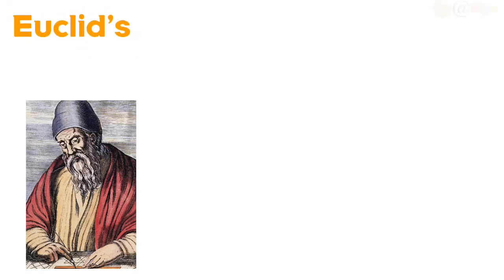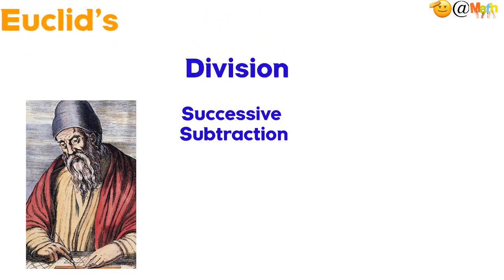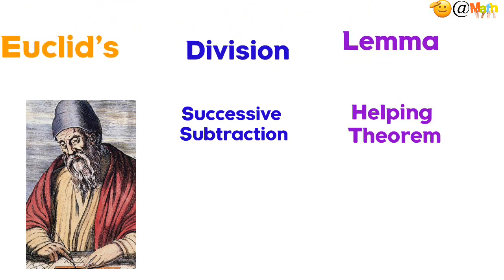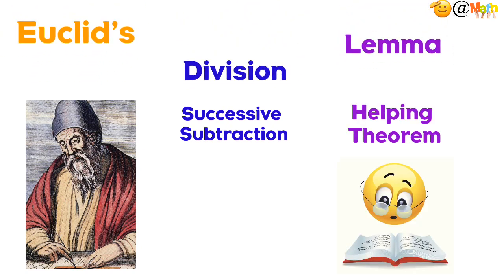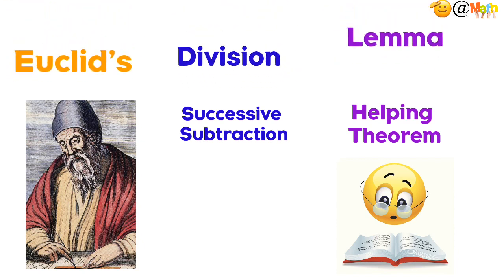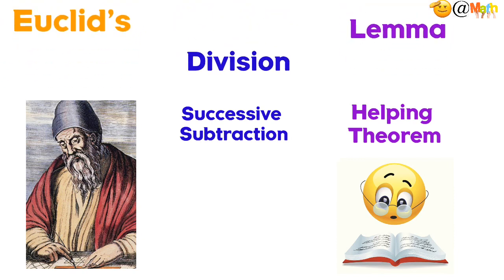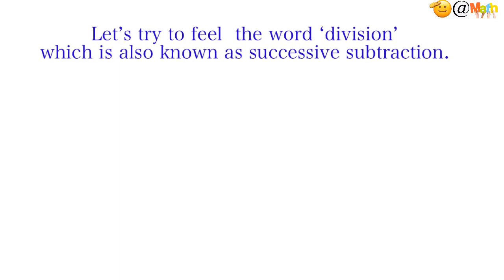Euclid's division means successive subtraction. Lemma, also known as helping theorem or proven proposition, is used as a stepping stone to a larger result. Let us try to feel the word division, which is also known as successive subtraction.